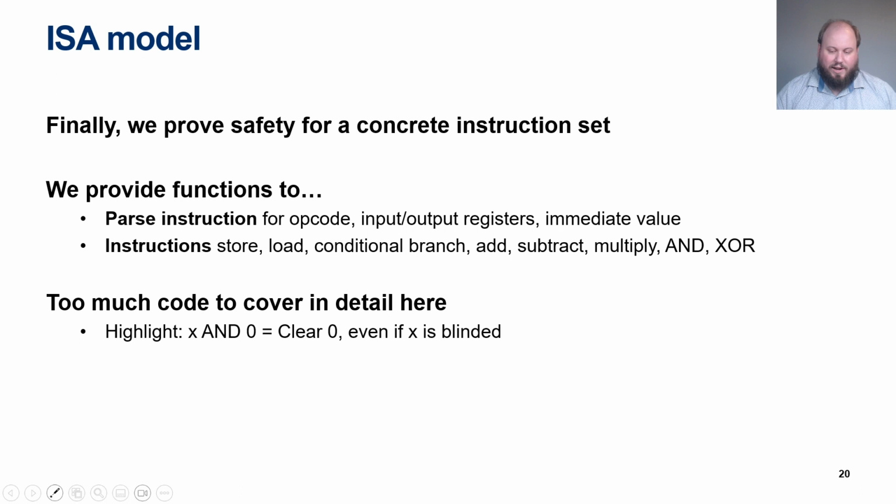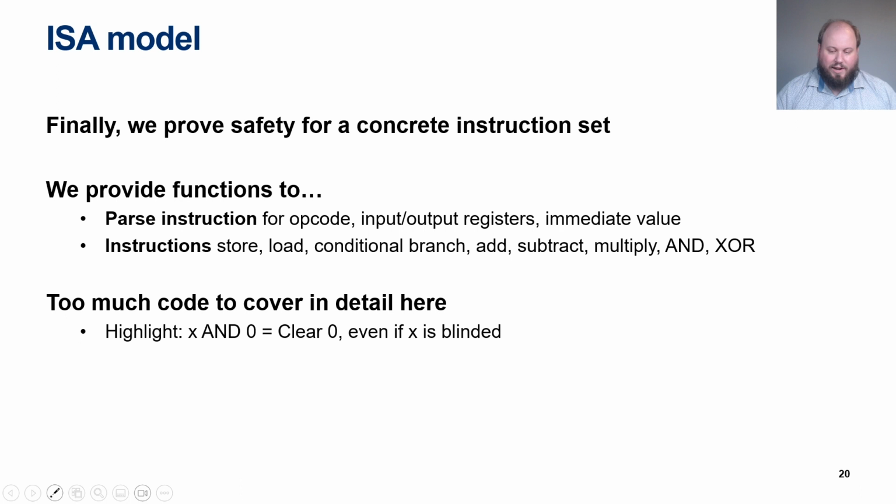So that result is not sensitive. And so we can say that x AND 0 is always going to be a clear value 0, even if x was blinded. And we can prove that these instruction semantics are safe, even though we have these exceptions to what a normal taint tracking policy would look like.